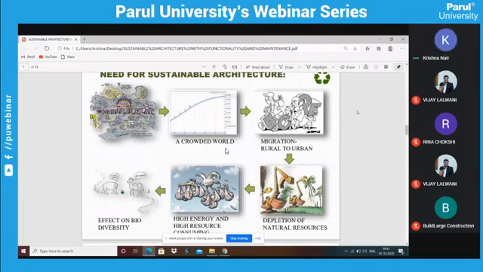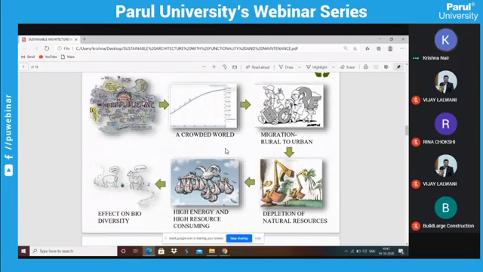Fine. So there are a few reasons that you can see in the PPT: migration from rural to urban, depletion of natural resources, high energy use and lifestyle, and I would like to say very bluntly, a very bad lifestyle and a bad use of resources and consuming them. Effect on biodiversity due to deforestation. So obviously overpopulation, and these are things you already know. We'll just move forward.